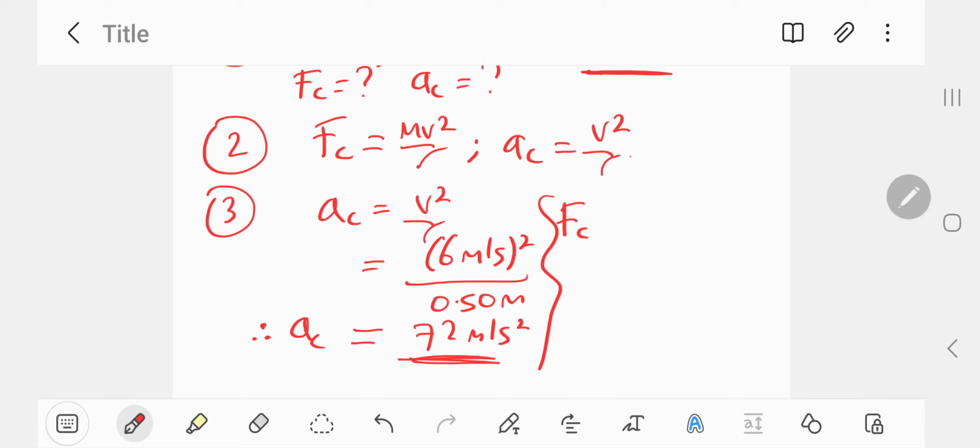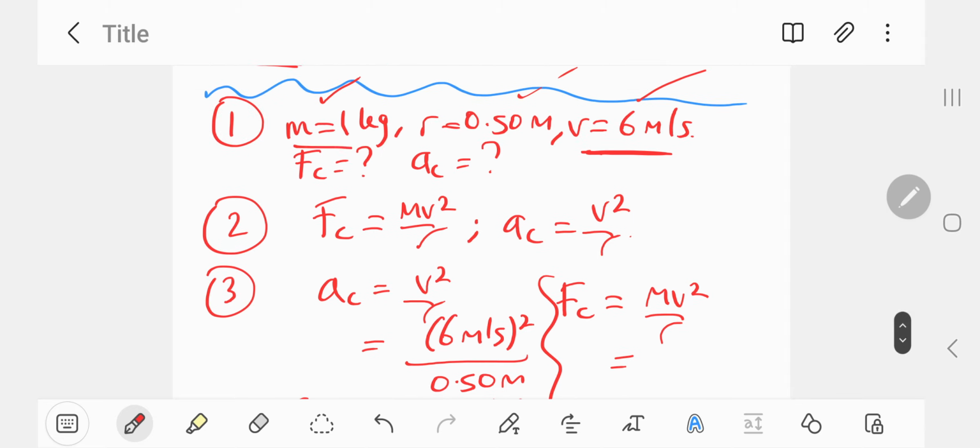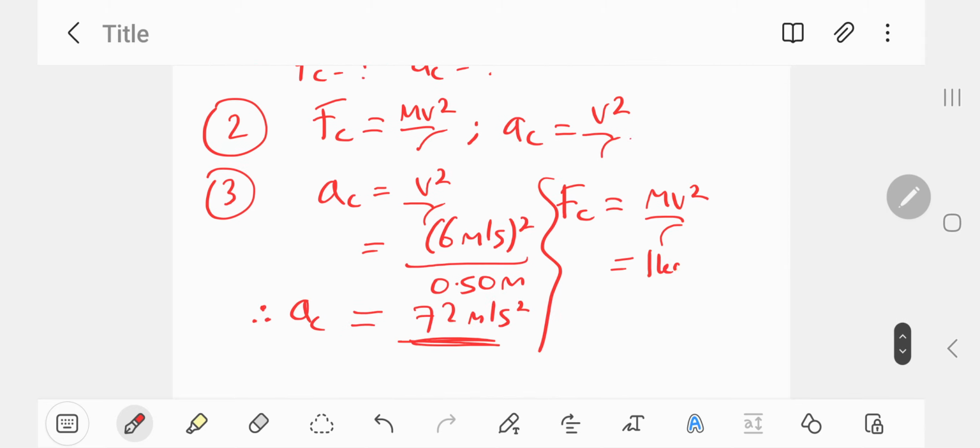Let's now work out the centripetal force. Okay, it's mv squared over r. What's m? From up here, it's 1, right? So it's 1 kilo times v squared. V squared is just 6 meters per second, squared, divided by r, which is just 0.50 meters.